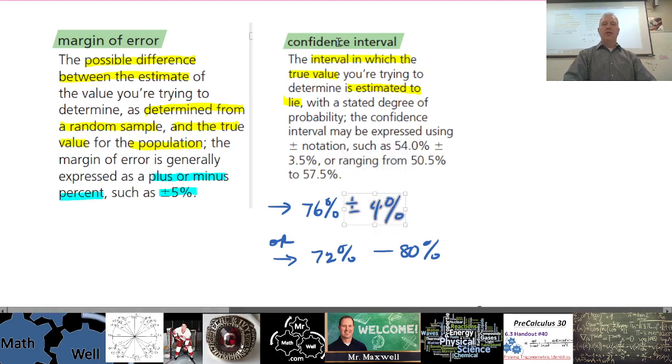The confidence interval. The interval in which the true value you're trying to determine is estimated to lie. So the true value, if they say 76, because of this margin of error of plus or minus 4, they are pretty confident is within this range between 72 and 80. So that is 76 minus 4% and 76 plus 4%.